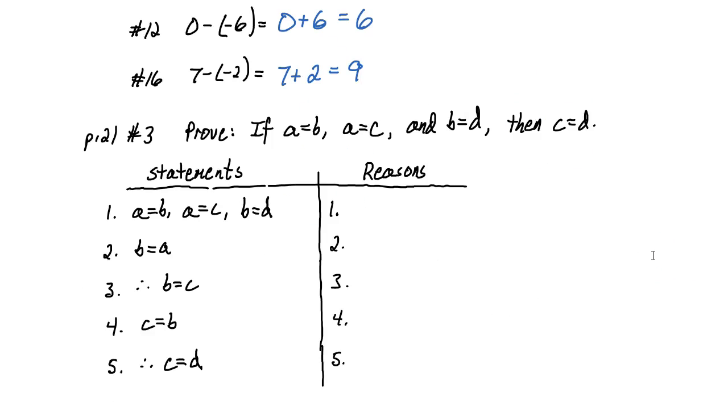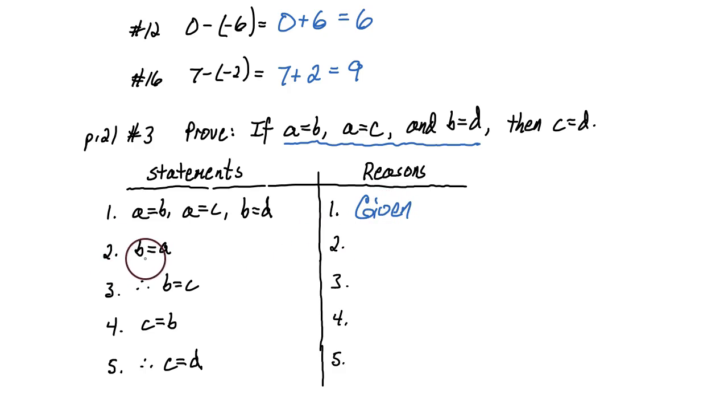Page 21, number 3. We're asked to provide the reasons in a proof of this statement. If A equals B, A equals C, and B equals D, prove that C equals D. The first statement copies down the hypothesis portion of that sentence. The reason for doing that is given to us. When doing a proof, the first reason is usually that it's given information.